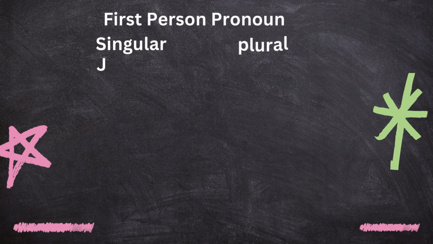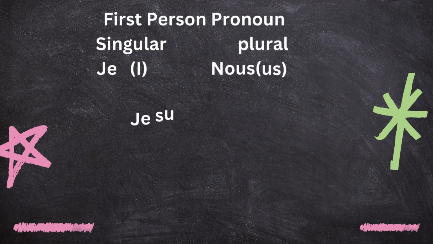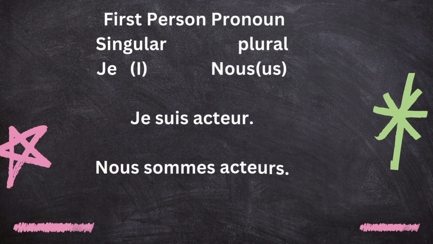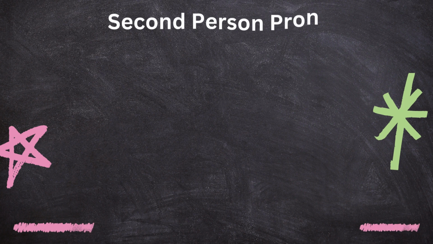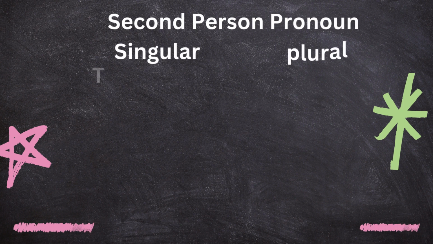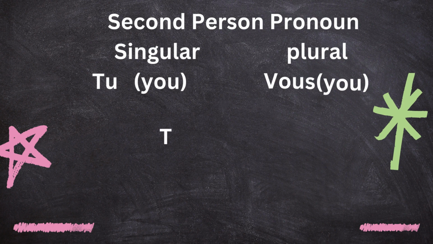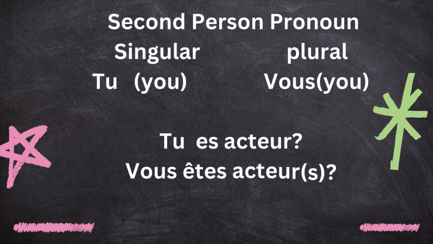So first person, singular and plural, we have je, which translates to I, and nous, which translates to we or us. So we have je suis acteur, I am an actor. Nous sommes acteurs, we are actors. So the plural of je is nous, and the verb changes depending on the verb that you're using at that particular time.